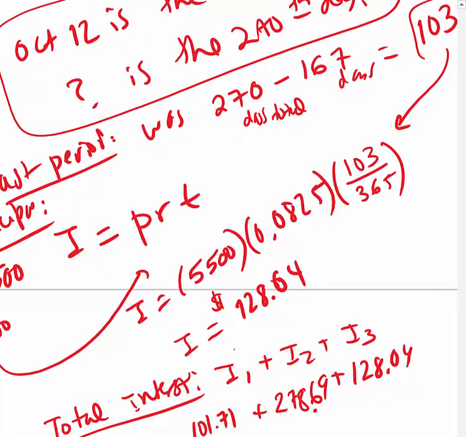So this first interest was from day one to the first payment. The second interest was from the first payment to the second payment. And the third interest was from the second payment to the end of the loan time. So the answer is going to be whatever all these interests added together is. Let's see, I'm going to calculate that now. Alright, I got a total of 505.44.